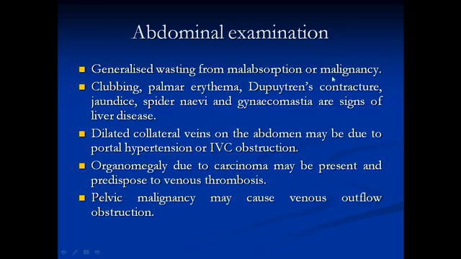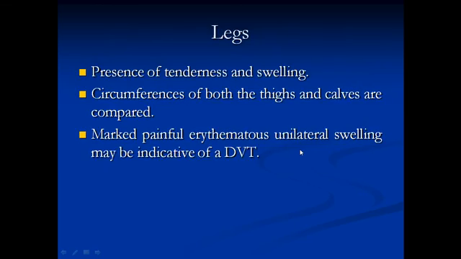If generalized wasting, think malabsorption or malignancy; clubbing, palmar erythema, liver disease; dilated collateral veins on the abdomen, inferior vena cava obstruction; organomegaly due to carcinoma. Legs: if there is tenderness and swelling, the circumference of both the thighs and calves are compared, and marked painful erythematous unilateral swelling may be indicative of a deep vein thrombosis. So whenever we examine a case of edema, we have to examine the legs very meticulously.